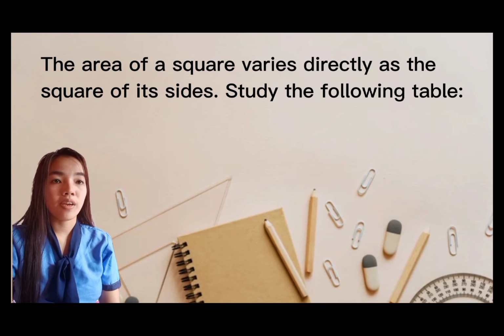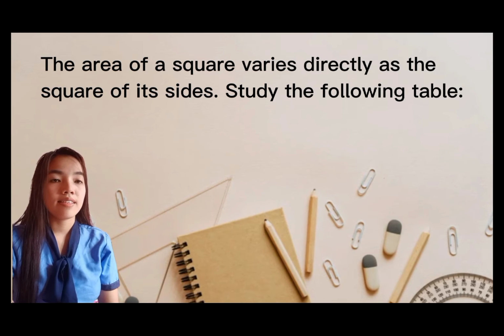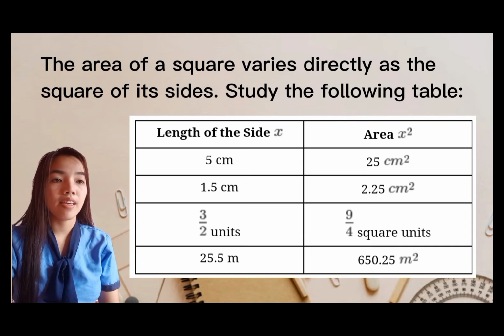The area of a square varies directly as the square of its side. Study the following table: length of the side x and area x squared. 5 cm, 25 cm squared; 1.5 cm, 2.25 cm squared; 3/2 units, 9/4 square units; 25.5 meters, and 650.25 meters squared.